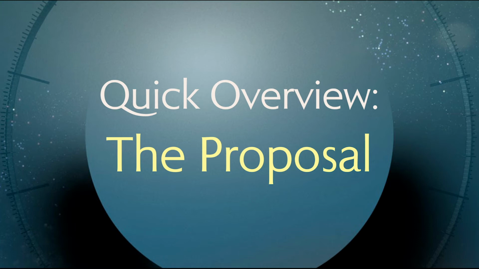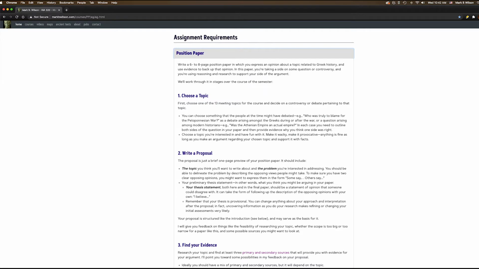So here's a quick overview of what I'm looking for in terms of the proposal. You're writing a position paper that you're going to turn in at the end of the semester, and this is a research paper that will involve a number of stages. The first stage of that is choosing a topic, and I'm more than happy to discuss that with you if you're trying to figure out what it is that you want to write about.